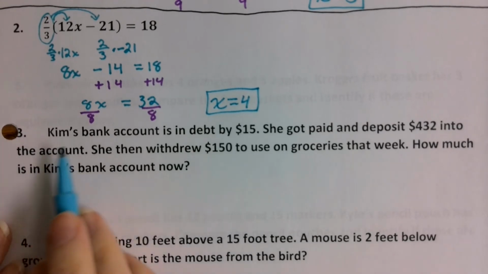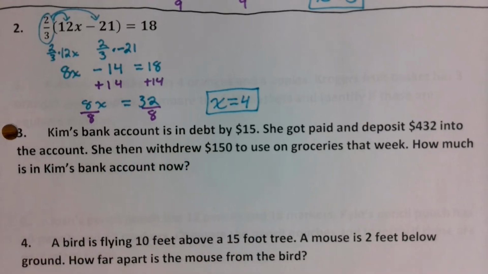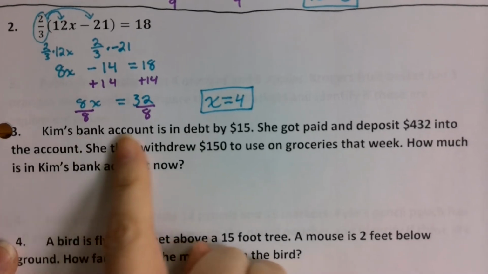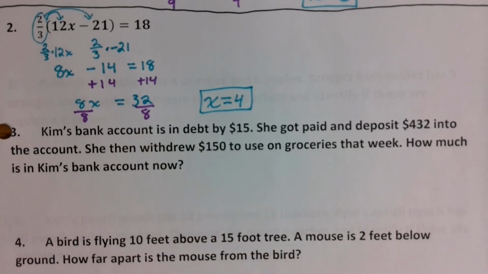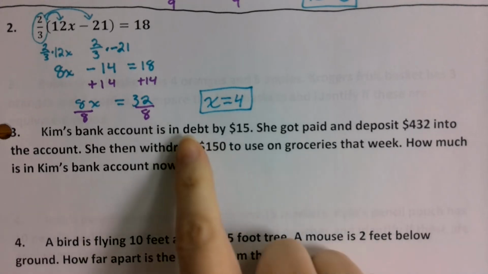Problem number 3. Kim's bank account is in debt by $15. She got paid and deposited $432 into the account and then withdrew $150 to use on groceries that week. How much is in Kim's bank account now? So first, we need to figure out, what did she start off with? So what value did her bank account start off at? Negative 15, right? In debt.